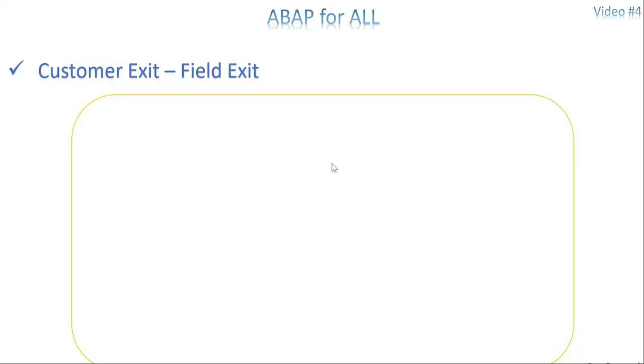So field exit is on top of a data element, any standard data element. So what is field exit? Wherever the data element is used, I'm going to have a condition. For example, if you take material number, I don't want to allow a material to be created or used in the system which starts with, maybe, a numeric. Meaning I want the material numbers to start only with alphabets, not numerics. So this is one sample, a basic scenario of field exit.